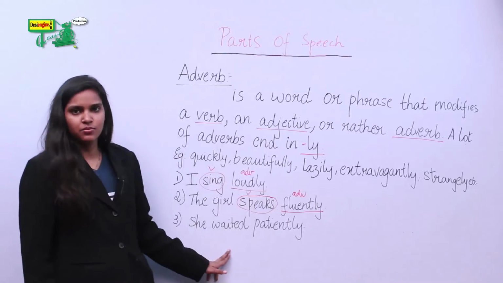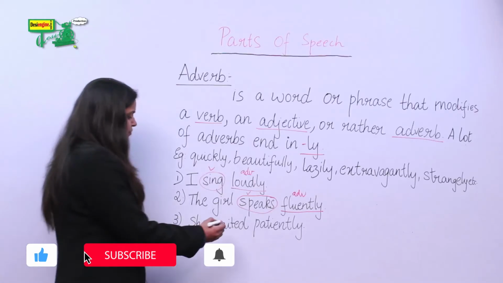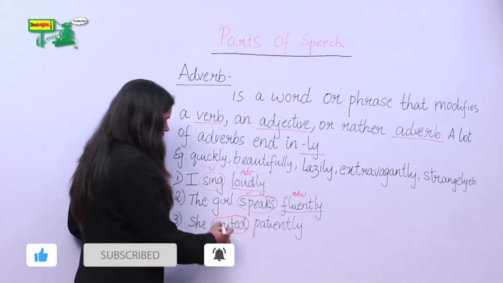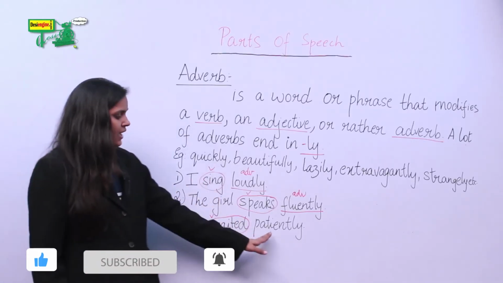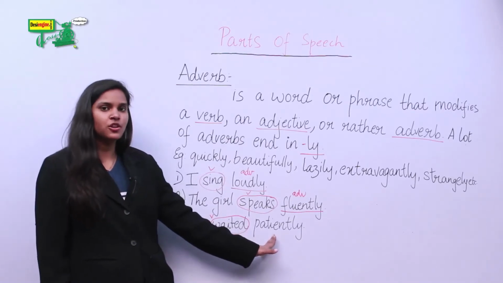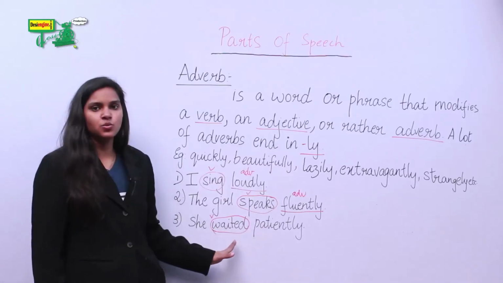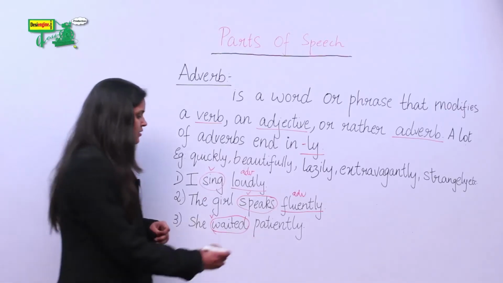Let's do another example. She waited patiently. Here, waited is our verb and patiently is our adverb because it gives us additional information about the verb waited. How did the person wait? Patiently.